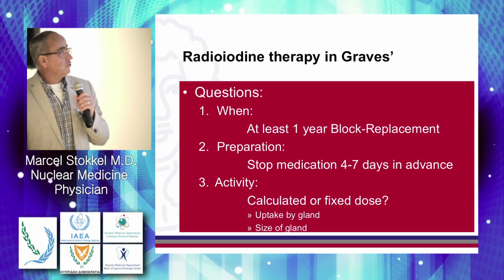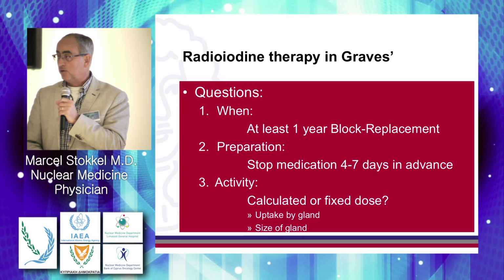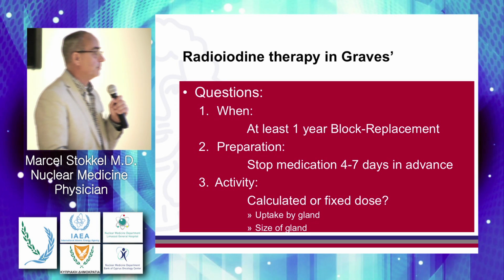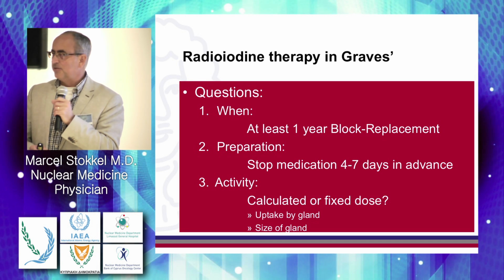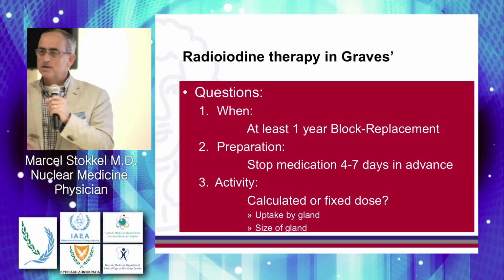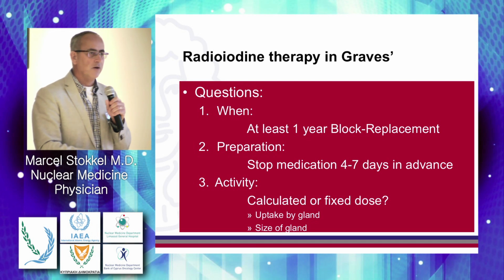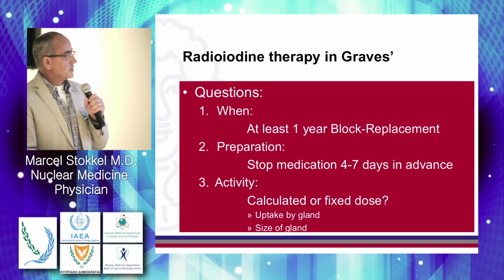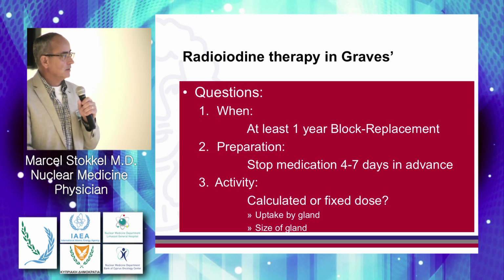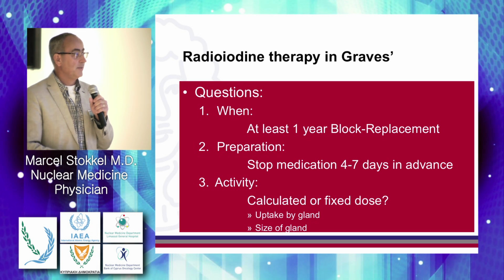When we look at the questions related to radioiodine therapy in Graves' disease, the first one is, of course, when should we apply radioiodine therapy? Again, at least 1 year of block replacement, but not much longer than that. If there is no cure achieved after a year, the chance of curing a patient thereafter is very limited. So stop after a year or 1.5 years and then go to radioiodine therapy. Of course, another important issue is patient preparation. According to the guidelines, we have to stop medication 4 to 7 days in advance. So do that. Stop block replacement 4 to 7 days in advance.